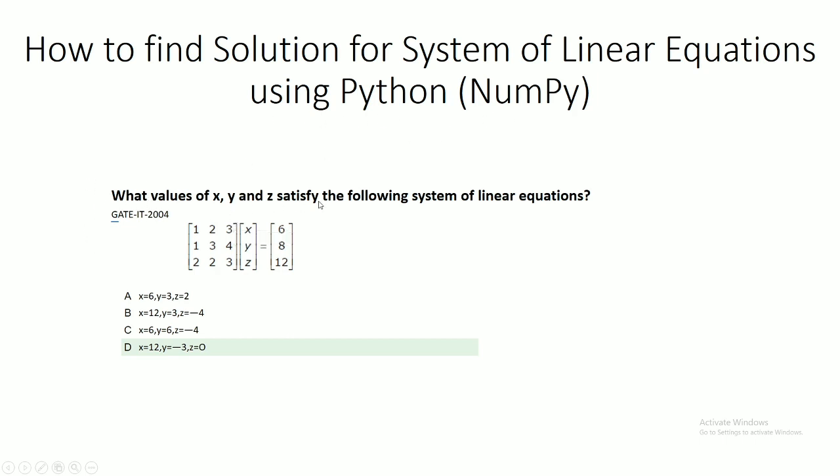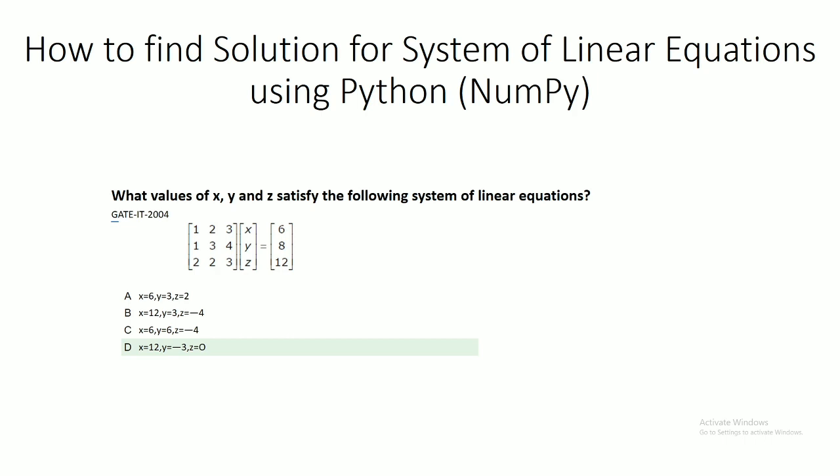Here we have taken a question which asks what the values of x, y and z are that satisfy the following system of linear equations. In this question we have three equations. The first one is x plus 2y plus 3z is equal to 6. The second one is x plus 3y plus 4z is equal to 8. And the third equation is 2x plus 2y plus 3z is equal to 12.